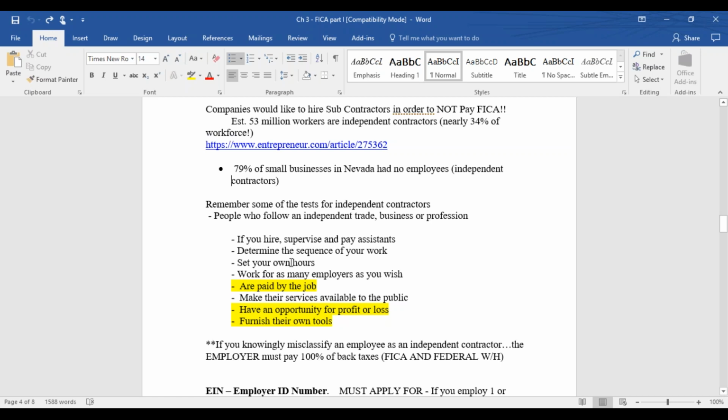Some of the rules for determining if you're an independent contractor or not, the key ones here: how are you paid? If you're paid by the hour, you're pretty much going to be labeled as an employee, and you better be paid as such. If you're paid by the job, however, where you have to get a certain job done, and it doesn't matter how long it takes you, that's a pretty good indication that you are an independent contractor.